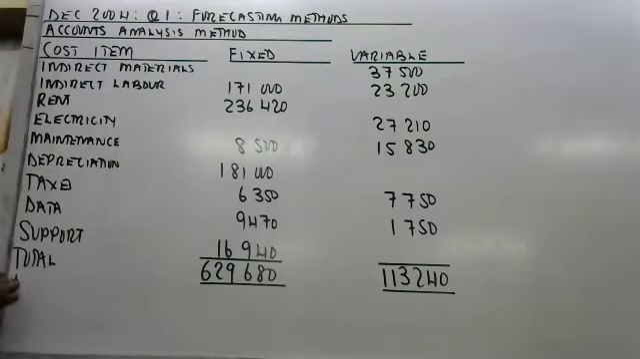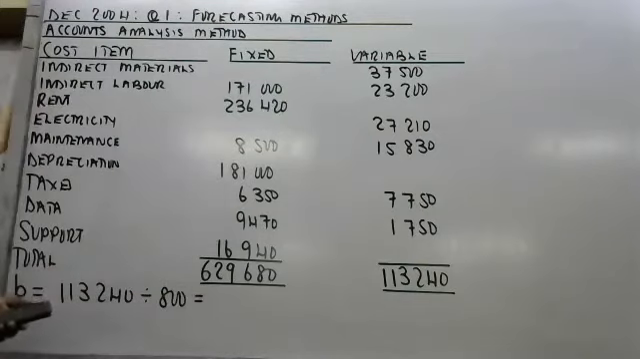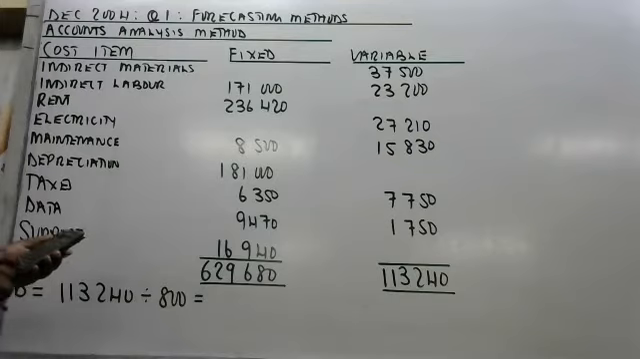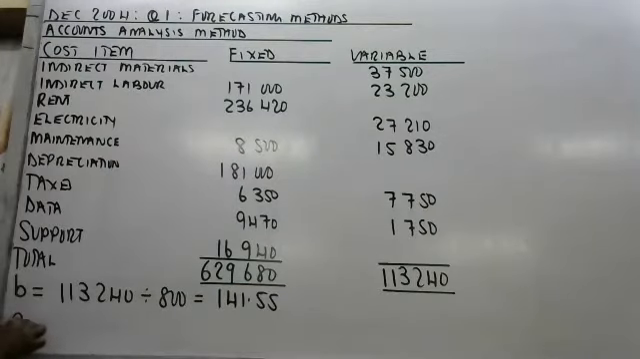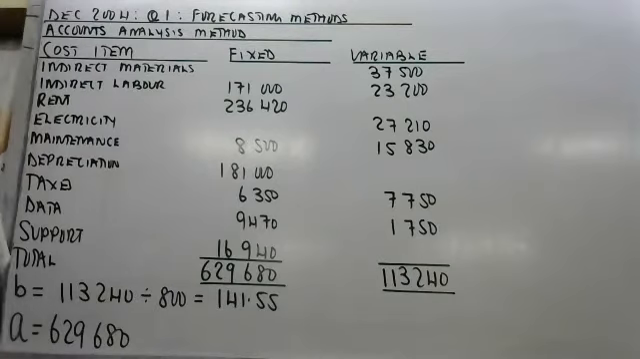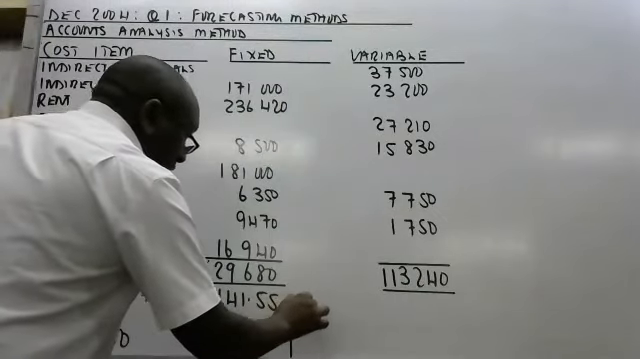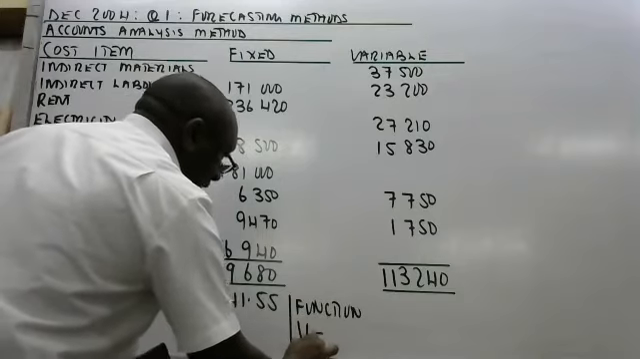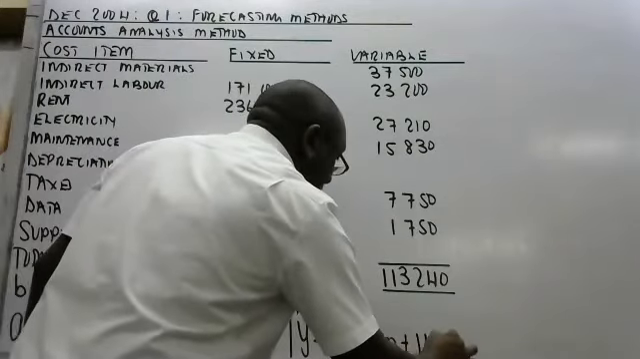Now from there, B is supposed to be 113,240. You divide by 800. So 113,240 divided by 800 is 141.55. And the value of A is 629,680. So ukiulizwa function, the function now will be y equals 629,680 plus 141.55x.